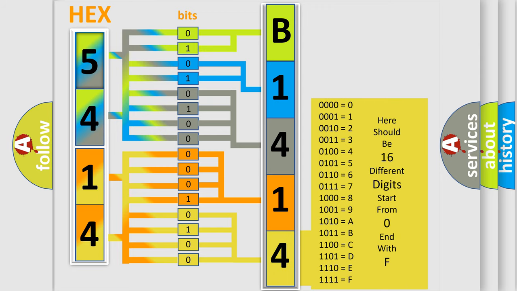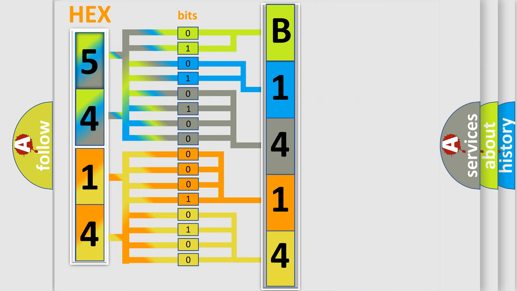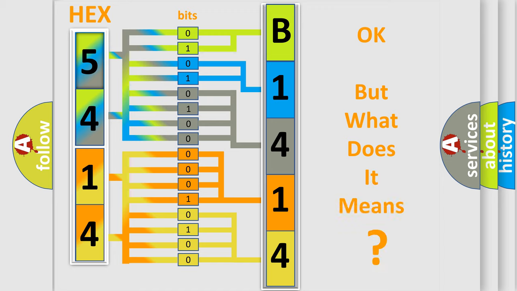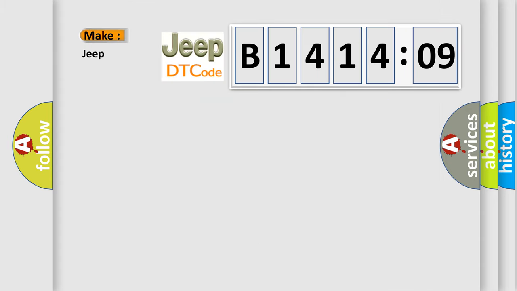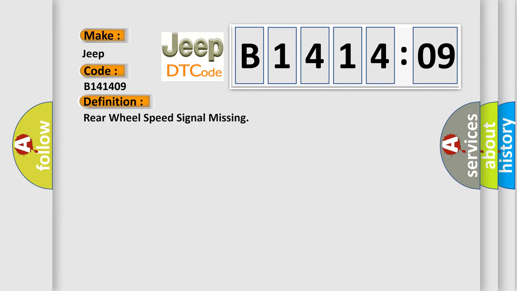We now know in what way the diagnostic tool translates the received information into a more comprehensible format. The number itself does not make sense to us if we cannot assign information about it to what it actually expresses. So, what does the diagnostic trouble code B1414-09 interpret specifically for Jeep car manufacturers? The basic definition is rear wheel speed signal missing. And now this is a short description of this DTC code.